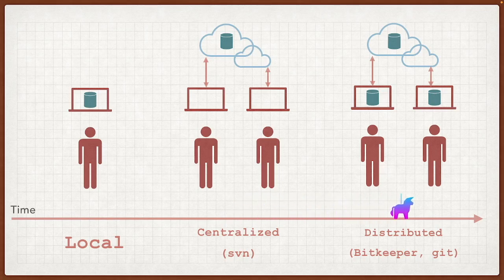Then came distributed version control, which essentially enabled collaborators to each have a complete copy of the repository, meaning they could commit changes locally, even though they were off the network, and could push their changes to the remote server when they were back online. Git is an example of this.